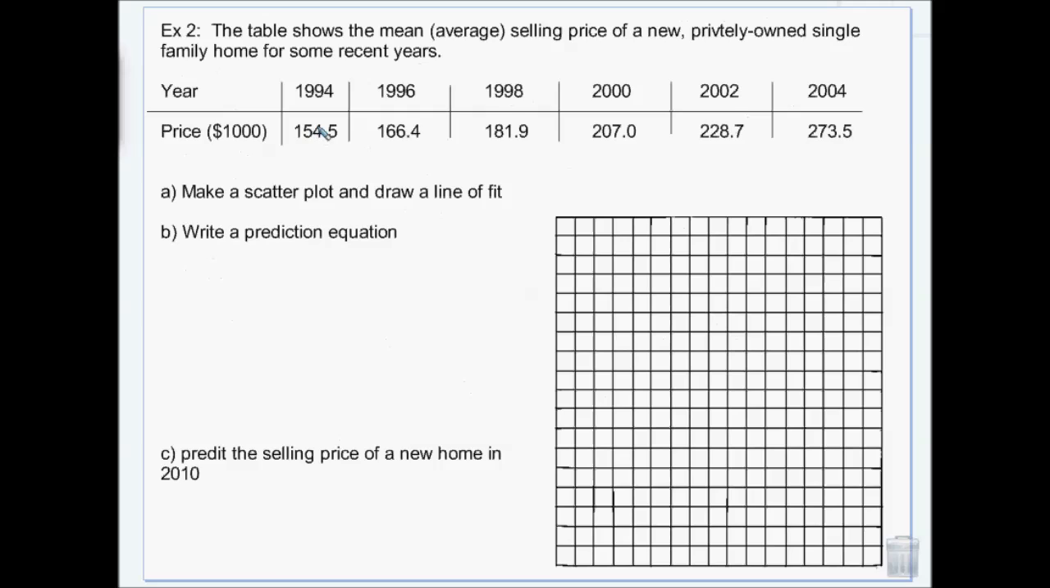This time we have average selling price of a new privately owned single home. I don't know how accurate this actually is, but it's in the thousands, so this would be 154.5 thousand, so 154,000, 166,000, 181,000. And then again, we're going to do years since 1994. So we'll do years since 94. So this will be 0, 2, 4, 6, 8, 10.